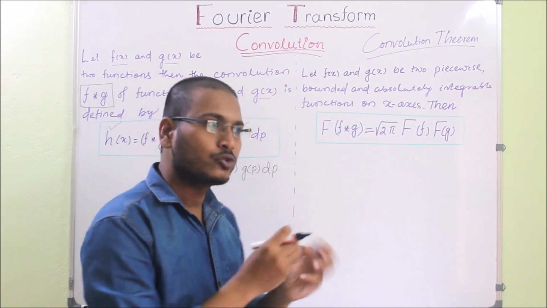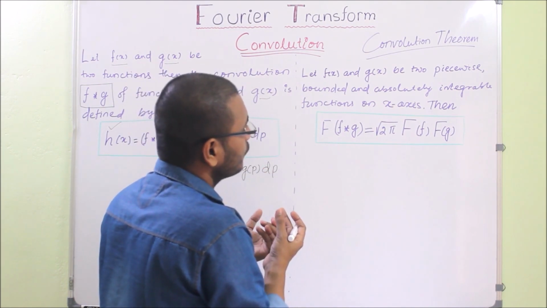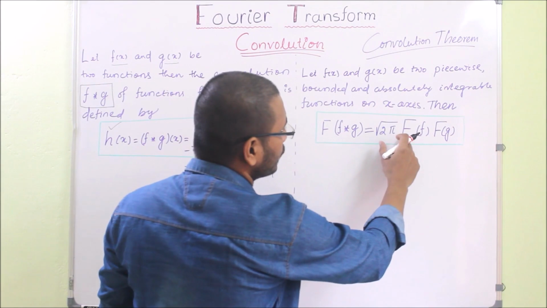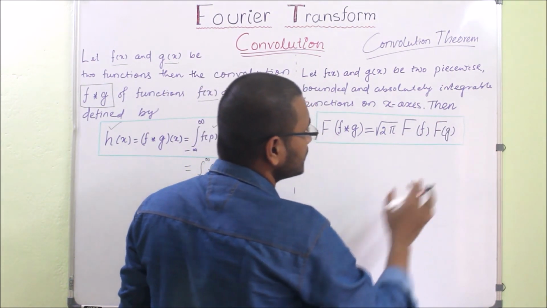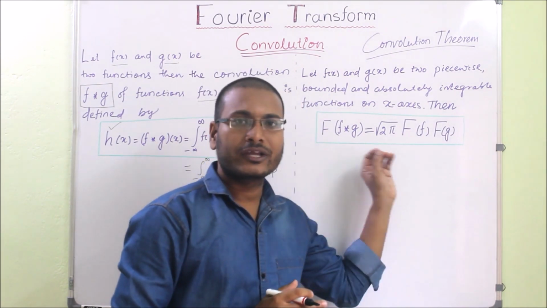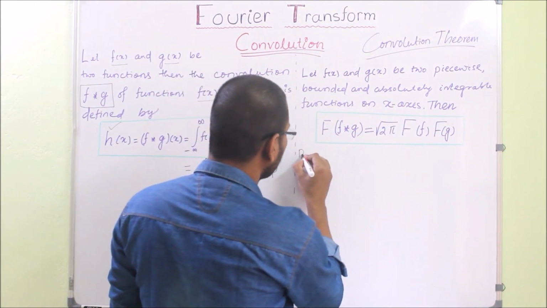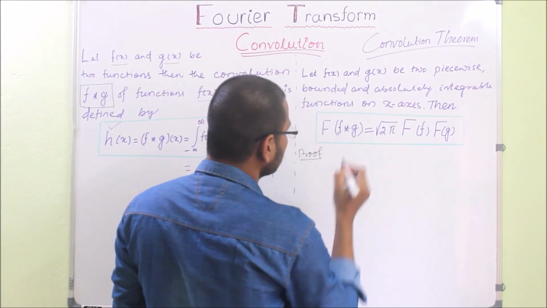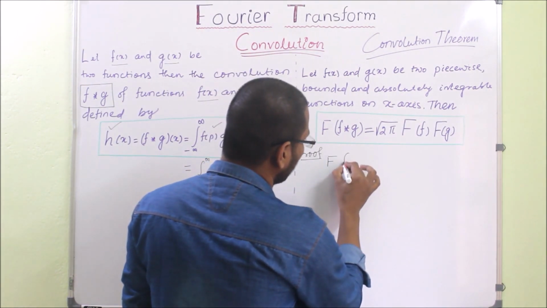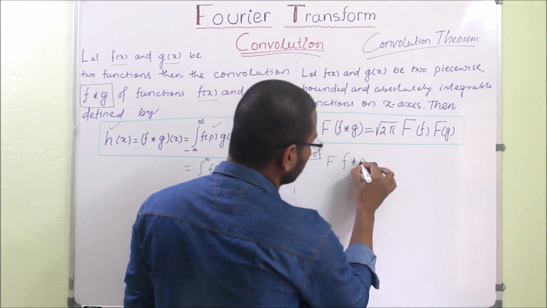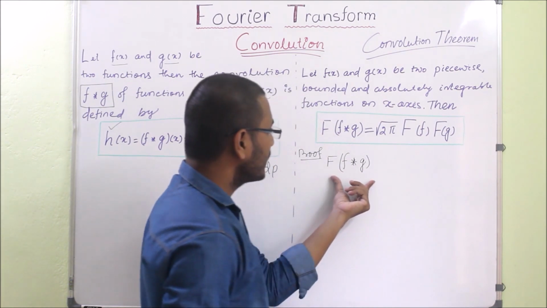If we have those functions and their convolution, its Fourier transform will be square root of 2 pi into the Fourier transform of f into the Fourier transform of g. Now we are going to see how this formula came. So we will see the proof part. First we have to see what is the Fourier transform of the convolution of f of x and g of x.